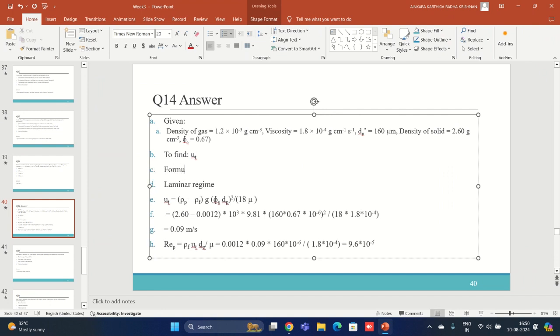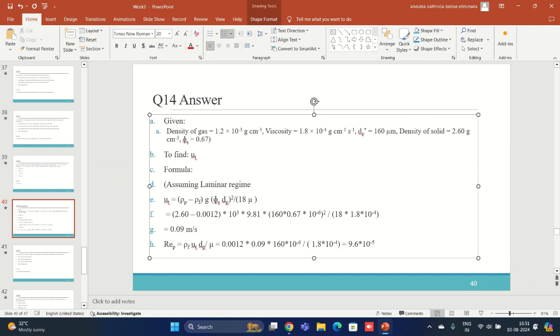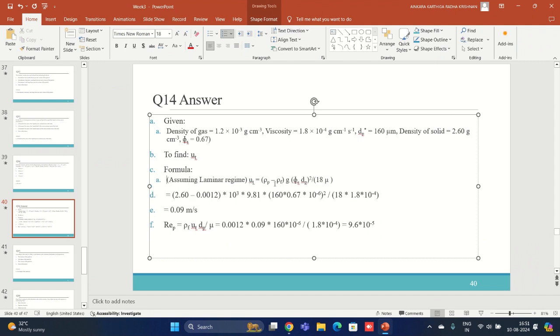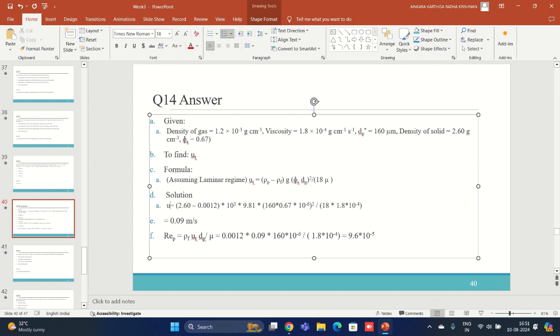First we are writing the formula. We are assuming laminar regime, and UT is equal to (rho p minus rho f) into g into phi s into dp square divided by 18 mu. So, solution.